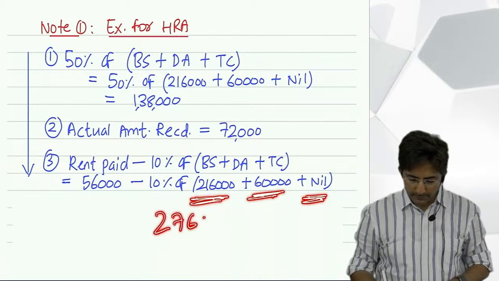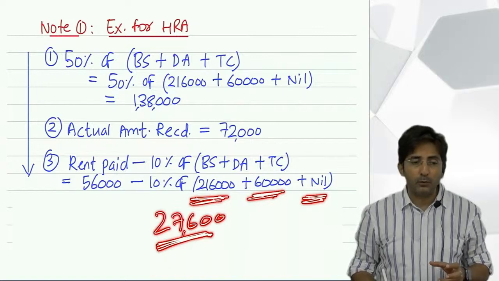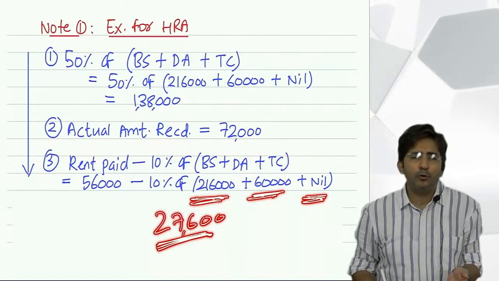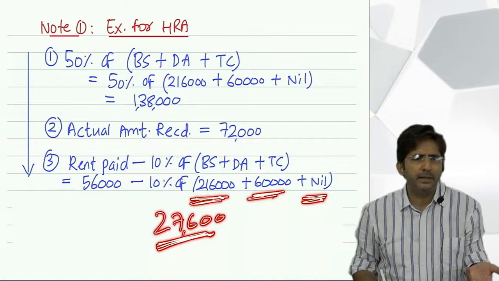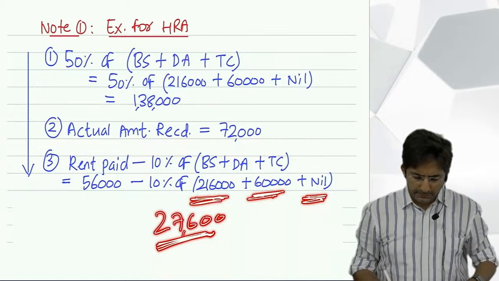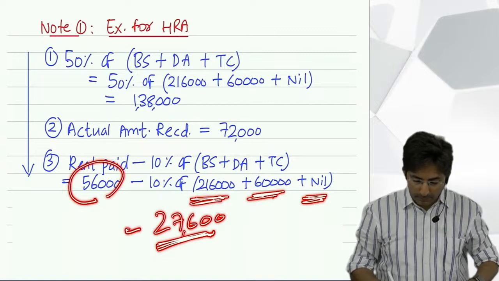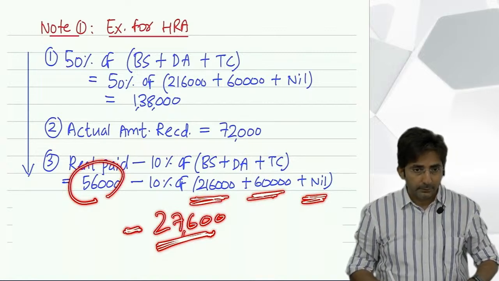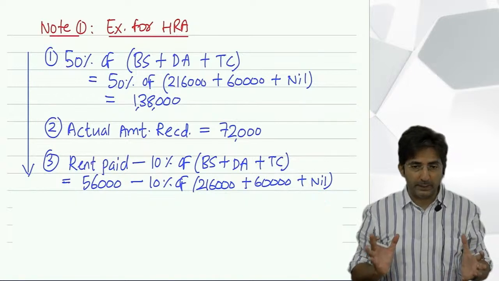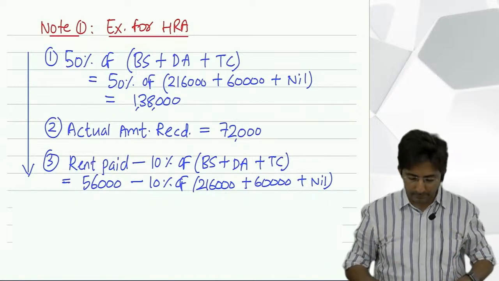Correct. Actually that 10%, 27,600, is what, you know, this much rent if you have to pay, it is not a burden, it is a nominal amount. But he says, I am paying 56,000. Then there is a burden on his head. So to the extent he has to face the burden, the government is exempting it.